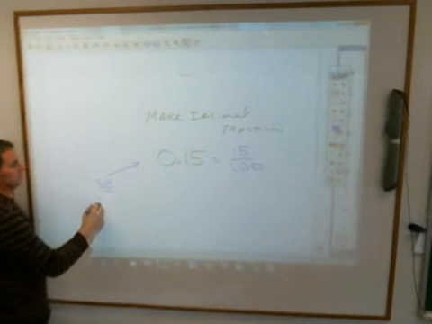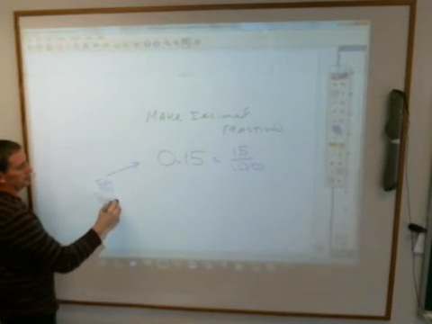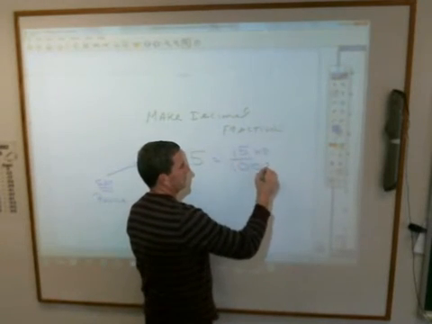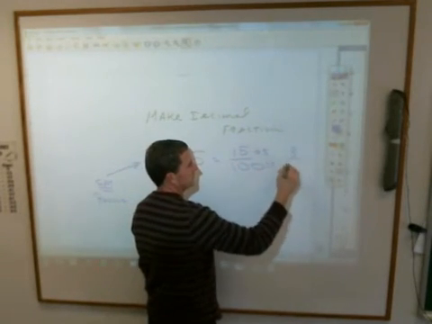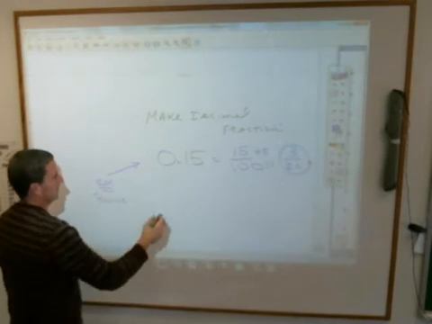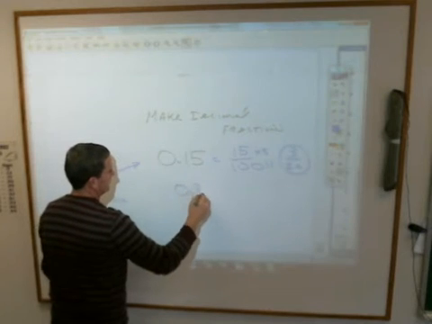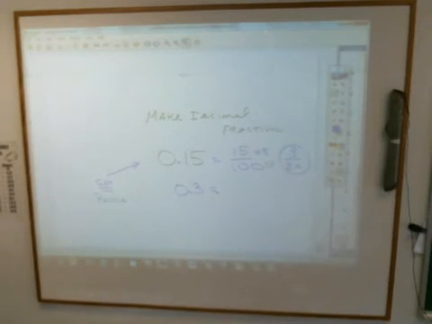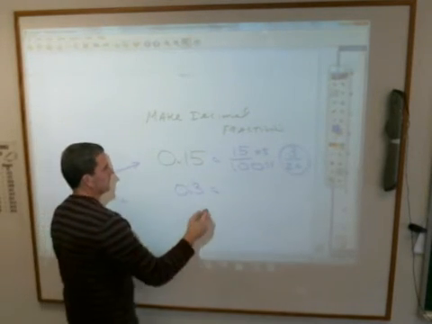But you still need to reduce. So you can't leave it as 15 hundredths. You have to divide 5 into both of them. 3 over 20. How about this one? 0.3. 0.3 is what as a fraction? Correct? 3 tenths.